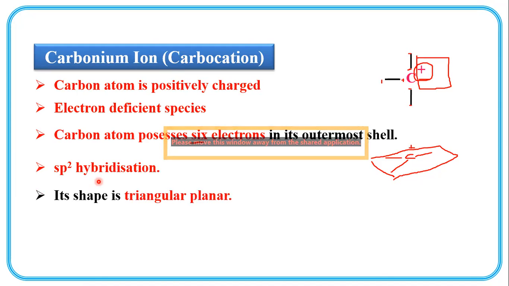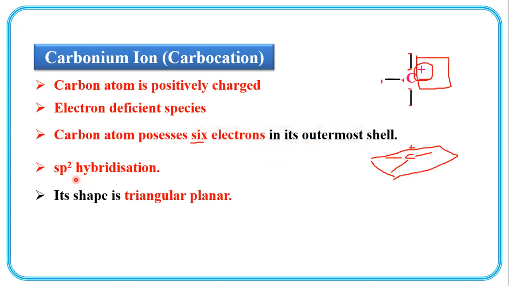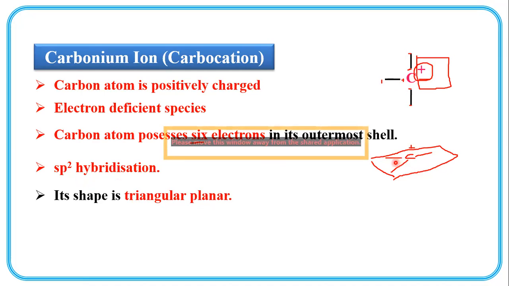Its shape is triangular planar. See here, carbon bonded with three other atoms or molecules, and it possesses this positive charge. So in its octet, 6 electrons, 1, 2, 3, 4, 5, 6, and positive charge. So it is sp2 hybridized carbon, and it has triangular planar geometry.